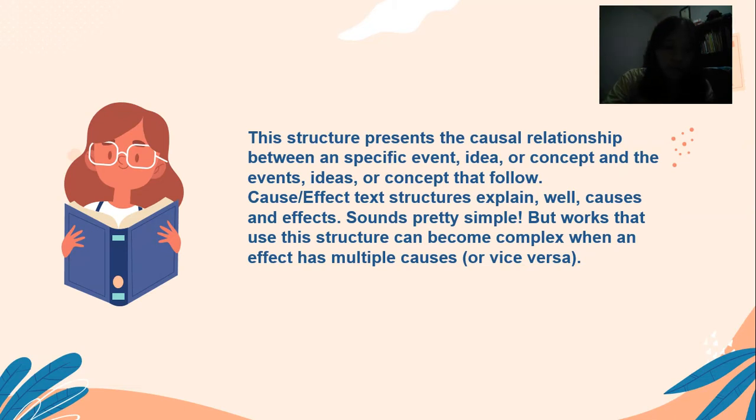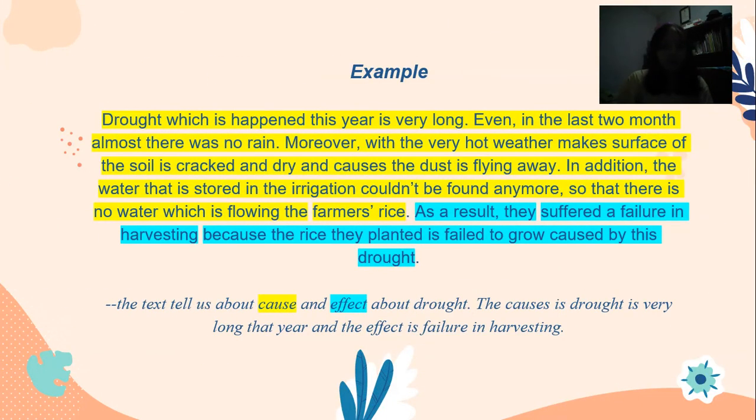And words and phrases that indicate a text follows the cause or effect text structure are because, cause, reason, effect, result, and so on. For example, the drought which has happened this year is very long. Blah blah blah. As a result, they suffered a failure in harvesting because the rice they planted, blah blah blah.